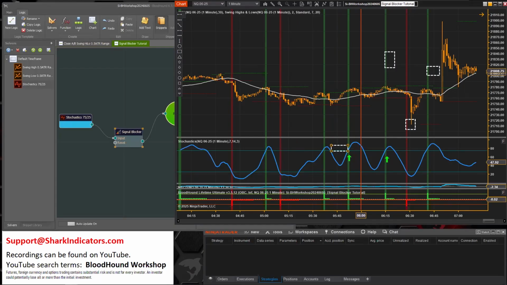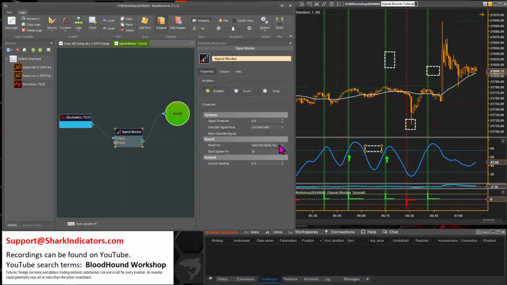So blocking, and then the signal blocker gets reset, right, once the stochastics left the oversold and there was no longer a signal anymore there. So there we go. Let me go through these resets here. All these resets are just combinations of the same conditions, right?